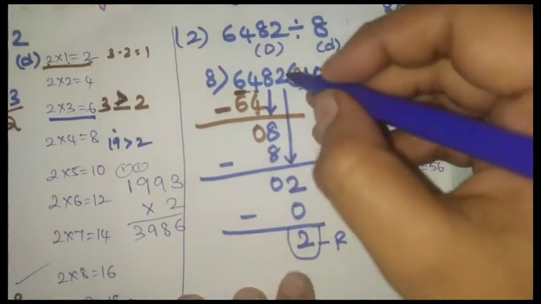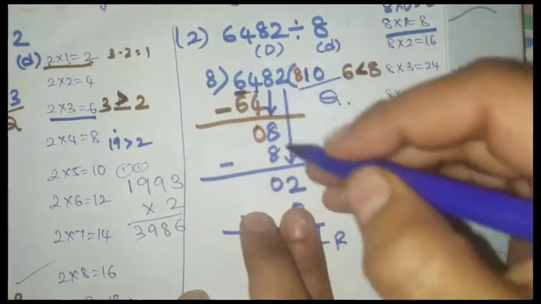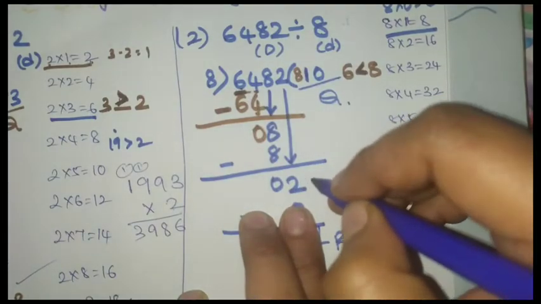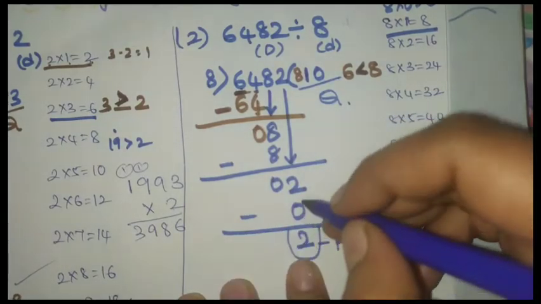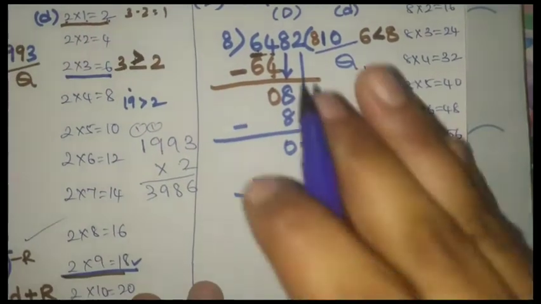Okay, this is the remainder and this is the quotient. Listen carefully. If you get 2 here, it is smaller than 8, so don't stop here. We have to write this also. 8 zeros are 0. Okay, now we'll check this problem.